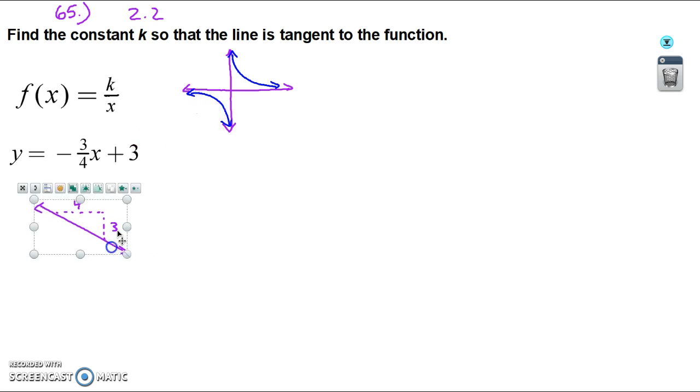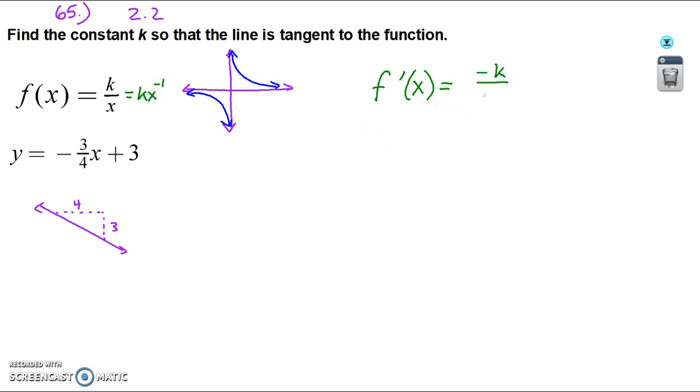The algebra is going to determine which one it's going to be, if either of those will work. So what we want, first of all, is the slope of f of x to equal the slope of the line, which is negative 3/4. To find the slope at any point, you need to find the derivative, f prime of x. Since this is k times x to the negative first, I just use the power rule. I'm going to have negative k divided by x to the second power. So that's the first thing.